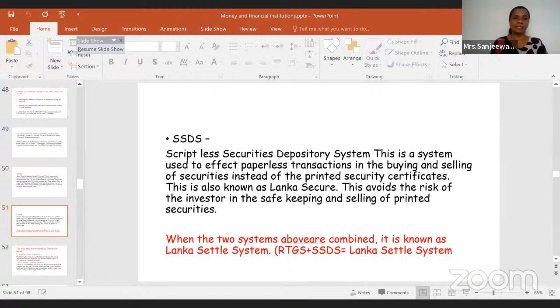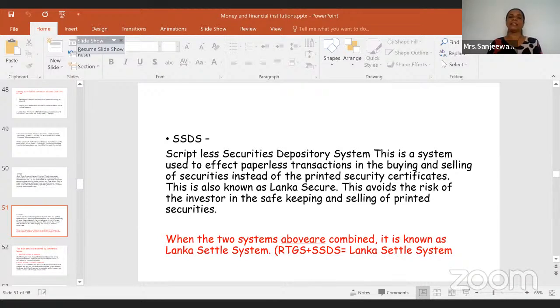So what is this system? It is used to effect paperless transactions when buying and selling securities instead of printed papers. So they facilitate that. This avoids the risk to investors in safekeeping and selling of printed securities, okay?